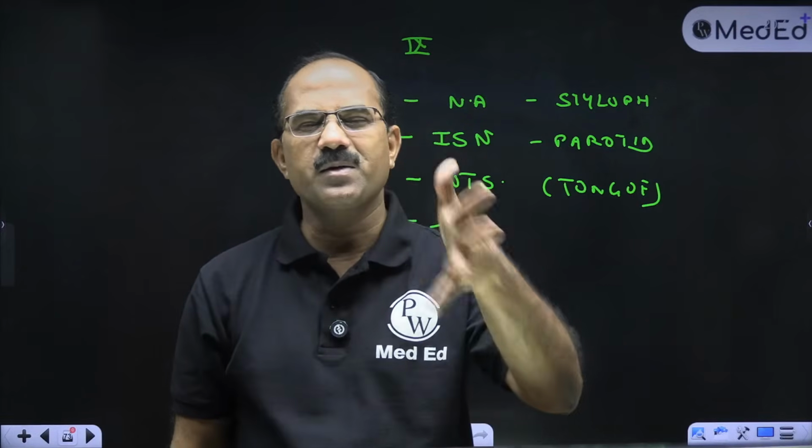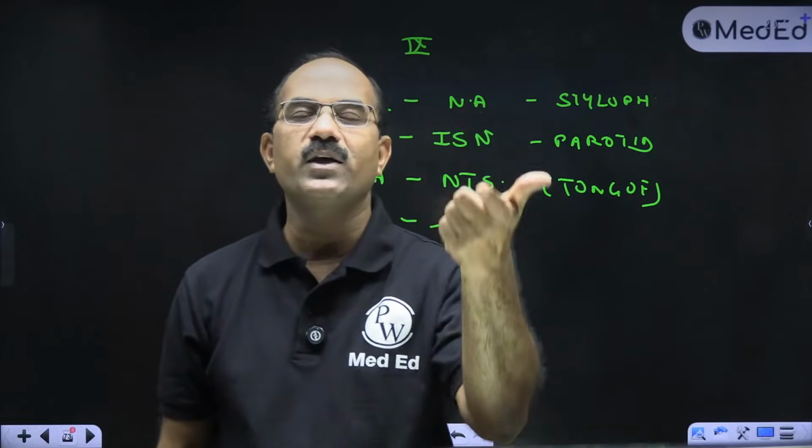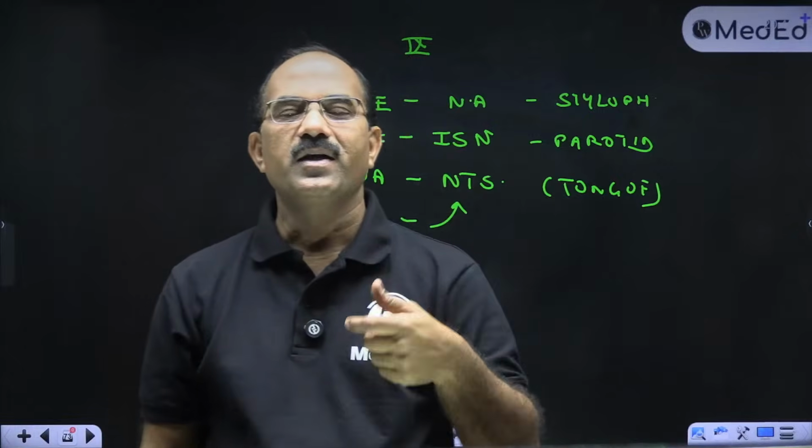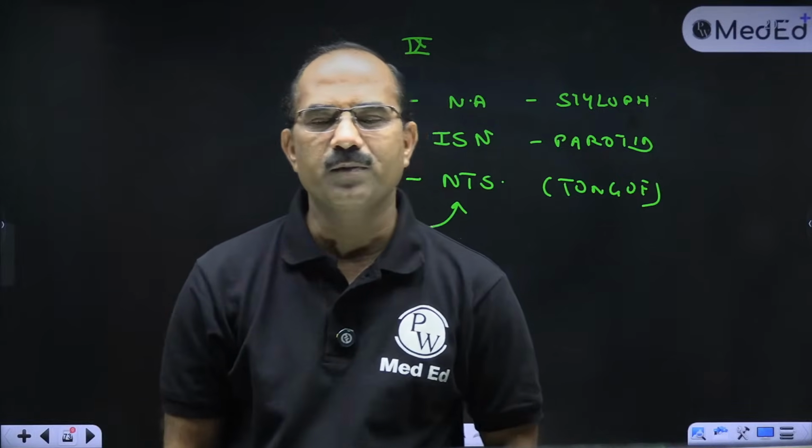Then you have to write its branches. Tympanic branch of glossopharyngeal nerve forms the tympanic plexus, the nerve to stylopharyngeus, then tonsillar branch, the branch to the palate. You have to write all those branches.